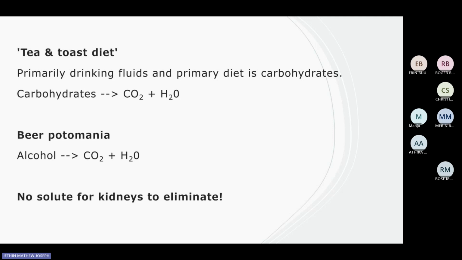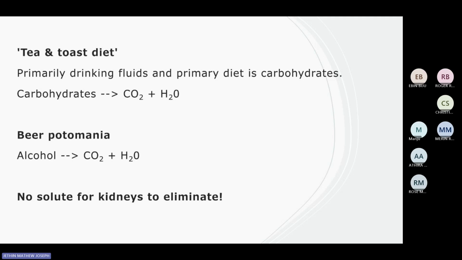And there's something called beer potomania. That is basically people who chronically consume lots of alcohol, and the primary diet won't have a lot of solutes. So alcohol is also eventually going to be broken down into carbon dioxide and water. So there is no solute for the kidneys to eliminate. Because of this, hyponatremia can easily occur.